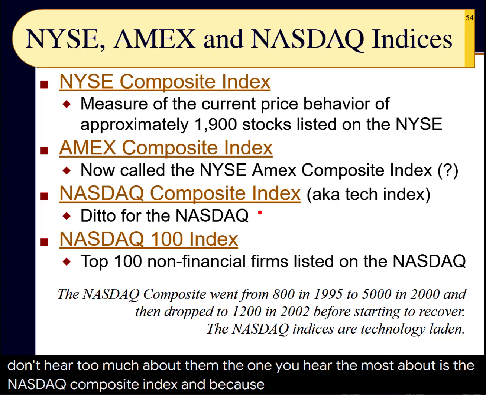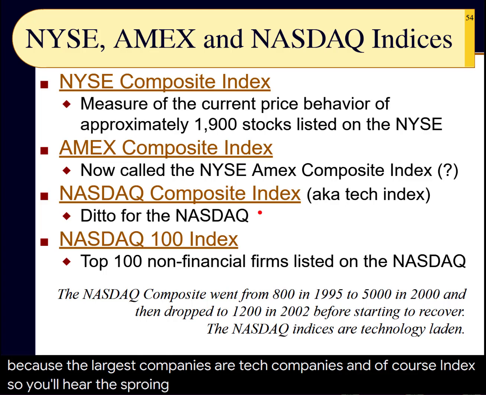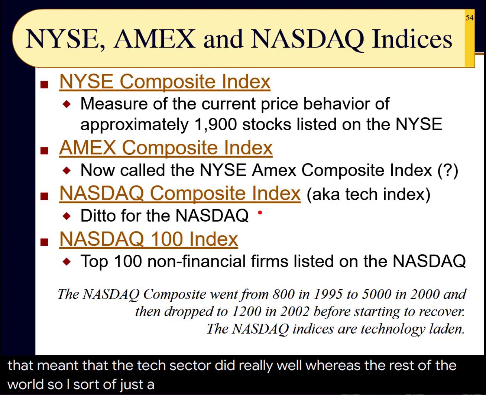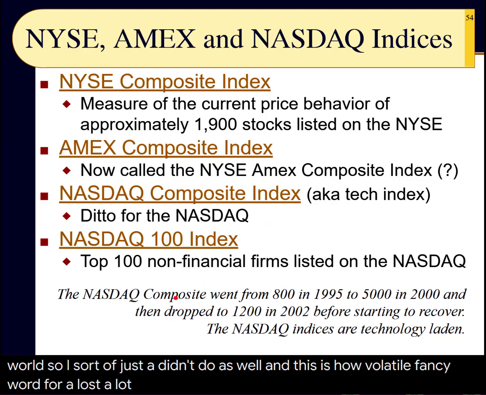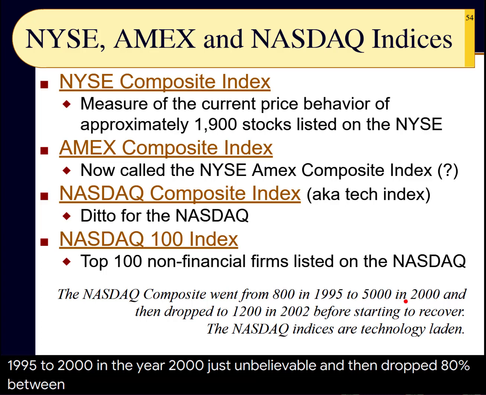And because that skews towards technology, because the largest companies are tech companies, and of course a larger company has more sway in the index. So you'll hear the S&P and the Dow went down, but the NASDAQ went up. So that meant that the tech sector did really well, whereas the rest of the world sort of just didn't do as well. And this is how volatile, fancy word for I lost a lot of money, the NASDAQ is. It went from 800 in 1995 to 2,000 in the year 2000. Just unbelievable. It then dropped 80% between March of 2000 to October 2002.